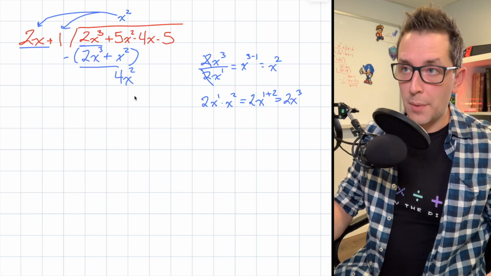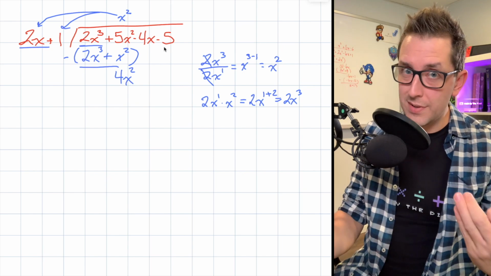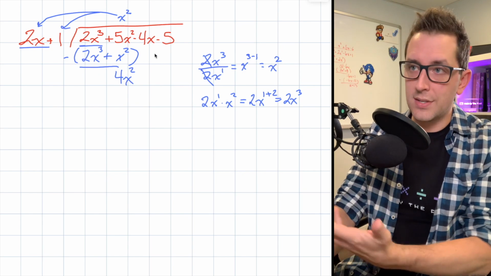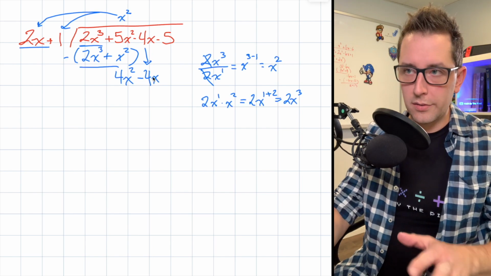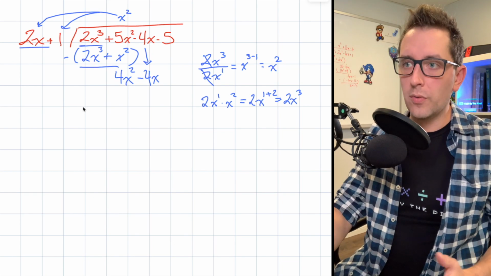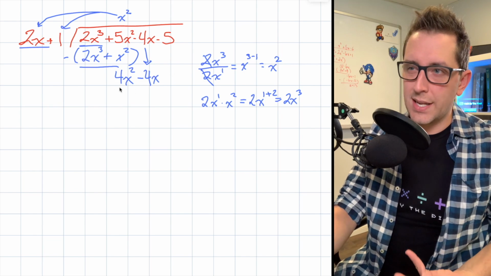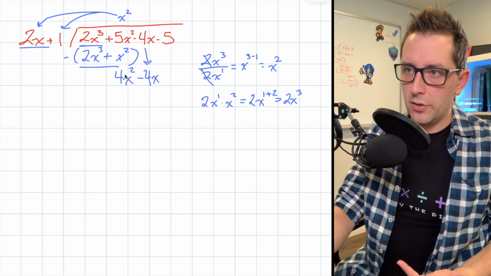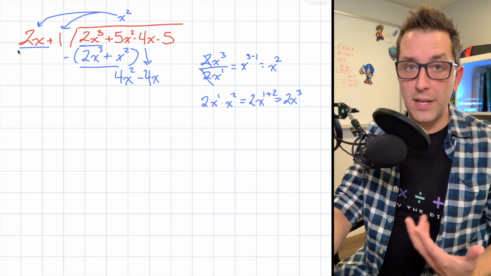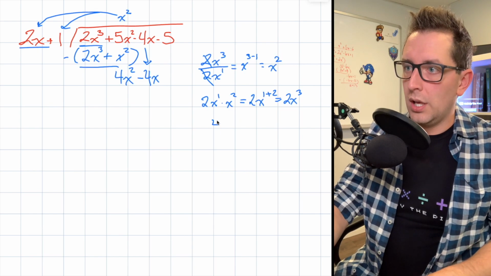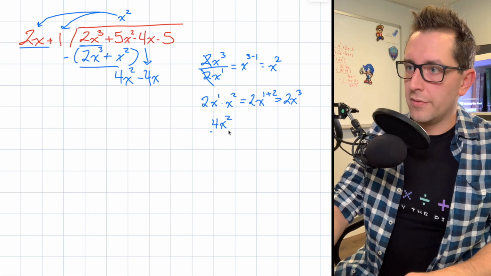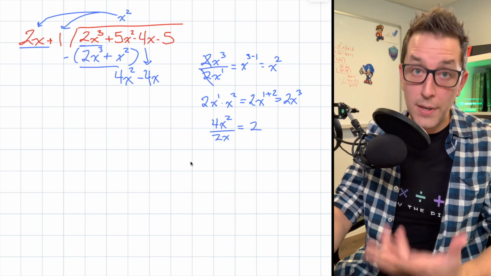That's the end of that step, but I'm out of terms. So remember in the previous example, we took the next term in our dividend and we brought it straight down so that we can continue dividing. So we're going to start this whole process over and look at this expression and say, if I take 4x squared and divide by the first term of my divisor, 2x, what do I get? Again, you can go off to the side and say, if I take 4x squared and divide by 2x, 4 divided by 2 is 2.